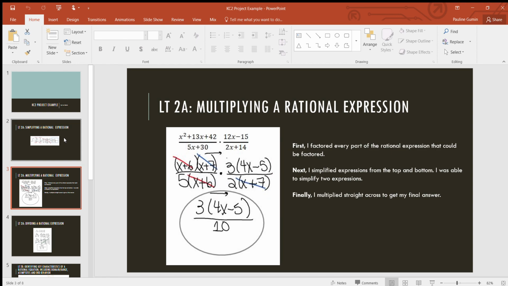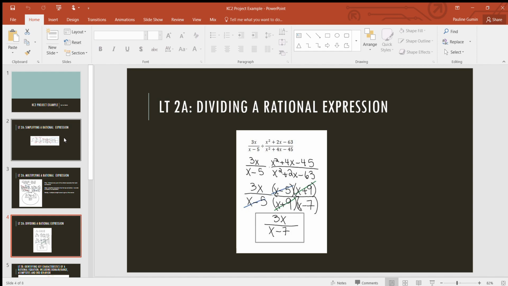For multiplying a rational expression, this is the one I decided to explain, and I did this in words, as you can see right here. First, I factored every part of the rational expression that could be factored. Next, I simplified the expressions from top and bottom. I was able to simplify 2 expressions. Finally, I multiplied straight across to get my final answer. And then here's my third slide for learning target 2A for dividing rational expressions.